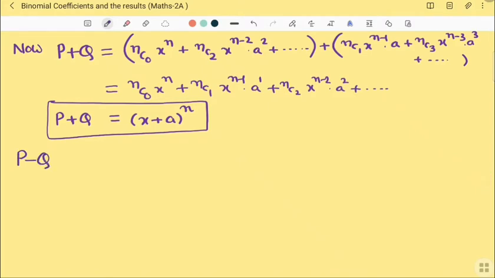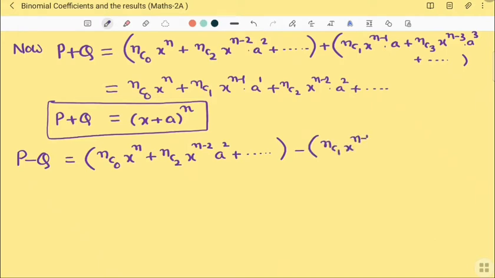P minus Q is equal to NC0 x power n plus NC2 x power n minus 2 a power 2 plus and so on, minus NC1 x power n minus 1 into a plus NC3 x power n minus 3 a power 3 plus and so on. So if you subtract these two terms, you will get x minus a whole power n expansion only.